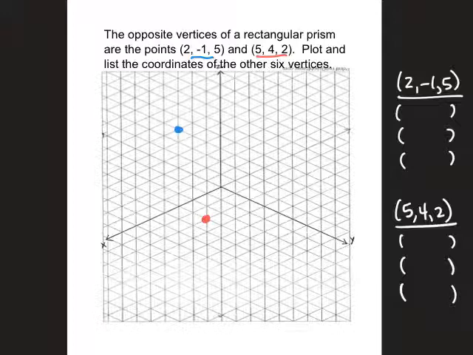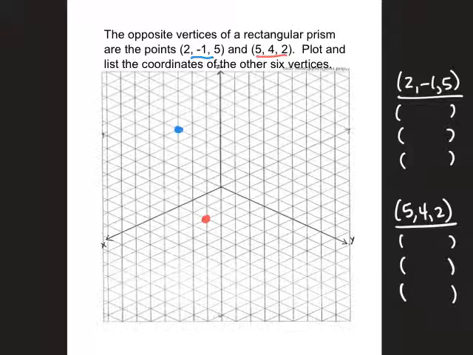Now you can see over here to the right, I kind of wrote down spaces for 6 more ordered triples. So in a rectangular prism, you have 8 vertices. There's 4 points on top, forming the top of the box, and 4 points on the bottom, forming the bottom of the box. Some people are really good at visualizing the fact that these are opposite corners of a rectangular prism, but it can be tricky. So what I do is find the combinations of all coordinates, and that's going to give us our 8 vertices.